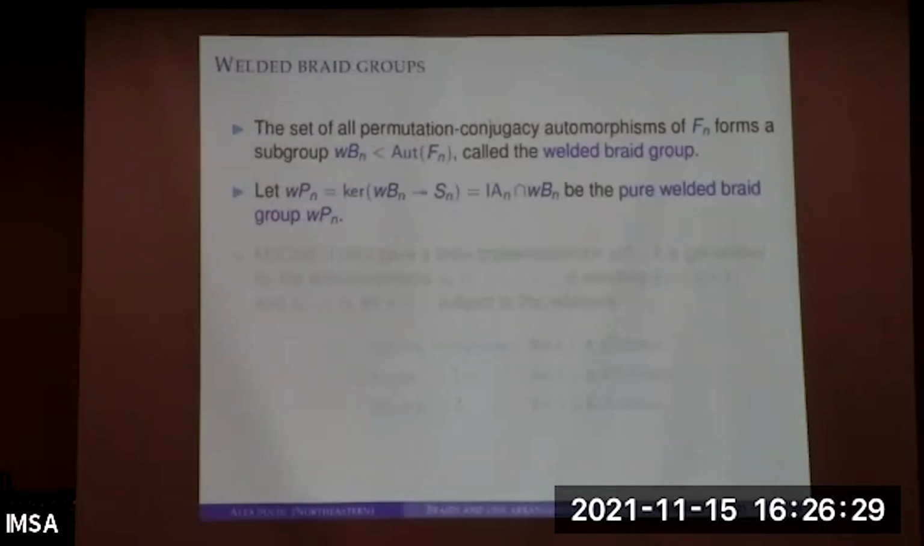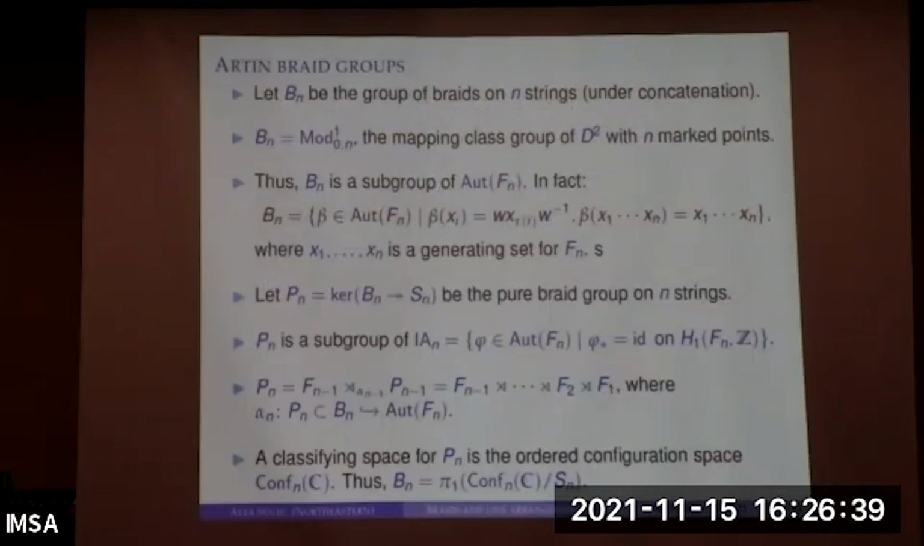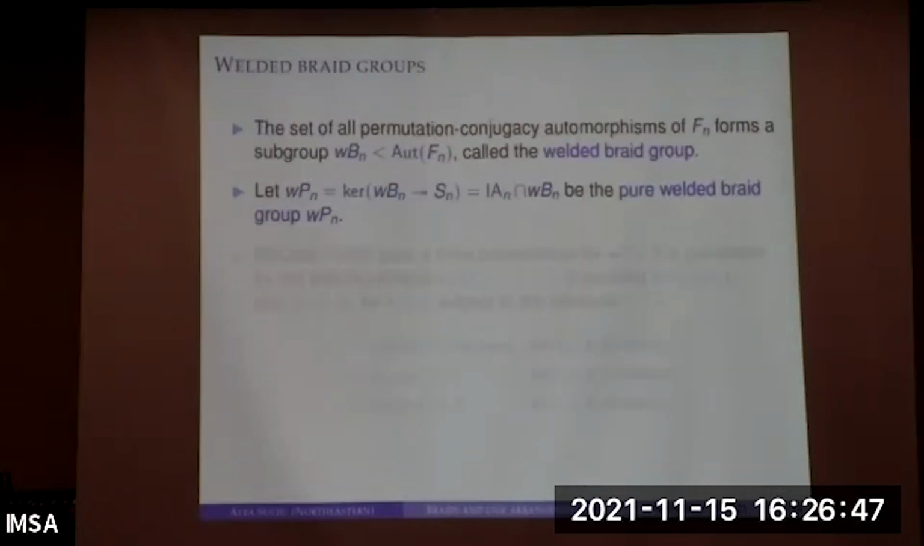Now, welded braid groups. Now, the welded braid groups, you kind of simplify the definition of the braid group. You drop this normalization condition. Here you have this condition. You drop this last one. You just say that beta takes each x_i to a conjugate of another. So that's a welded braid group.